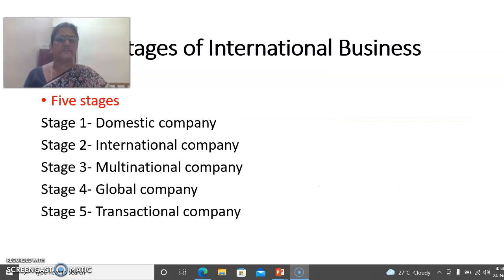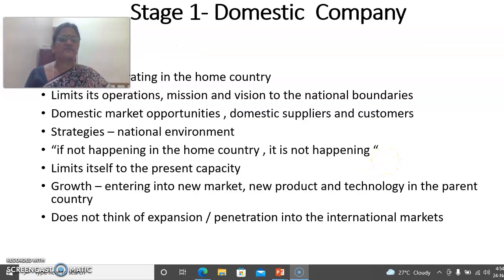What are the stages of international business? There are 5 stages. Stage 1, domestic company. Stage 2, international company. Stage 3, multinational company. Stage 4, global company. Stage 5, transnational company.